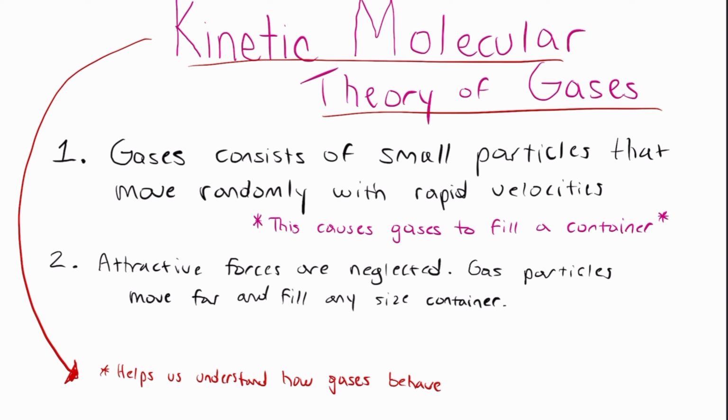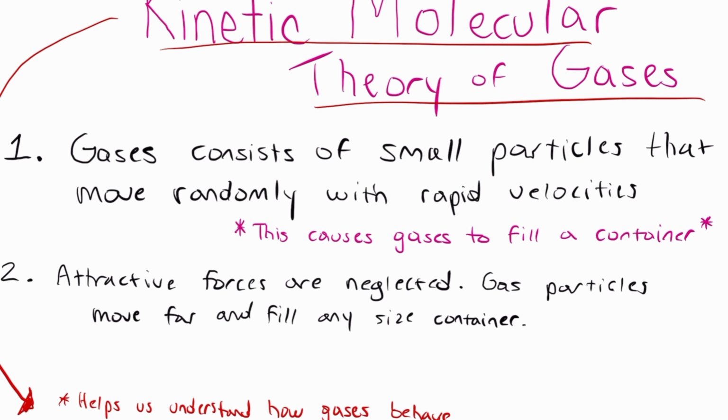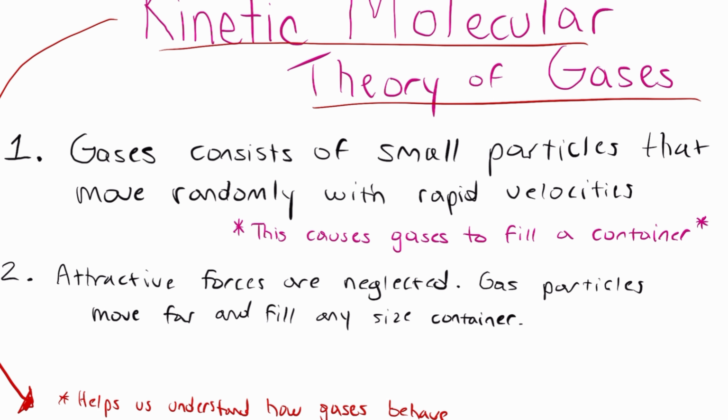temperature, volume, and pressure. All of these properties are so important before we even get into the mathematics. I really want you to digest this and understand these definitions and properties, because there are different scenarios where a question might ask what happens when this gas is under this pressure or this temperature, and vice versa. You have to know these properties. So let's start with number one: gases consist of small particles that move randomly with rapid velocities.